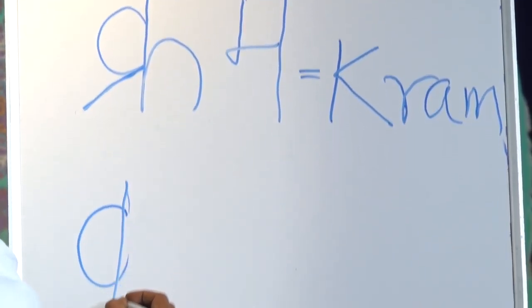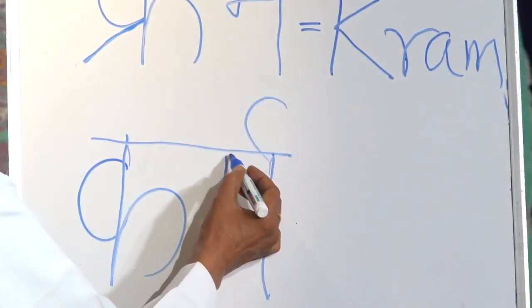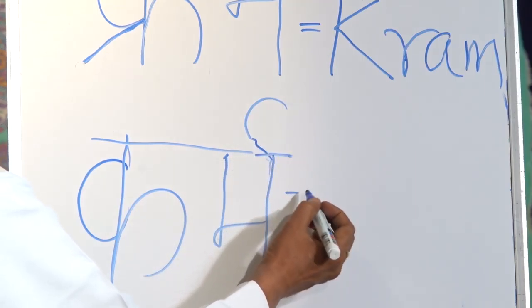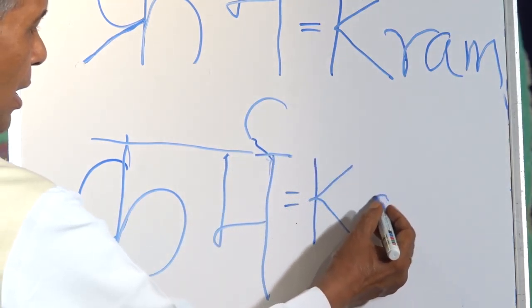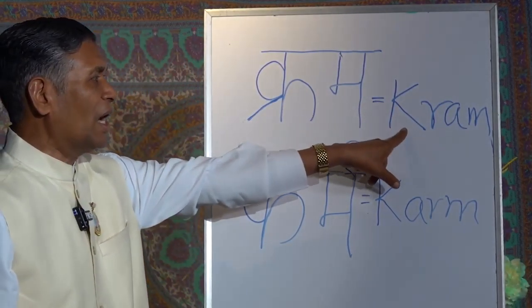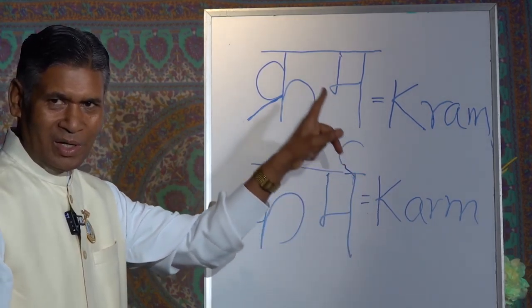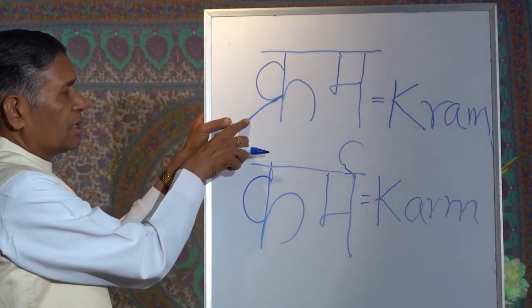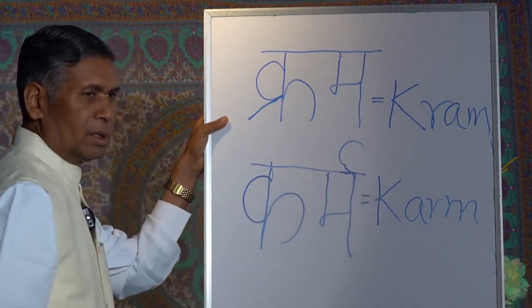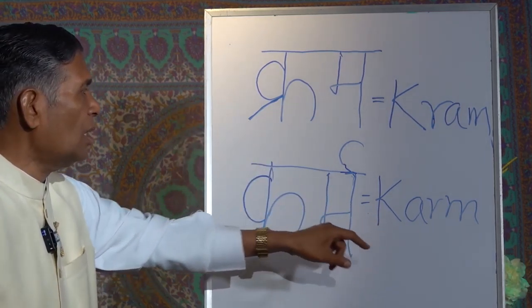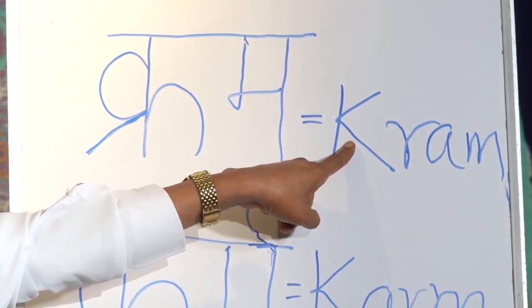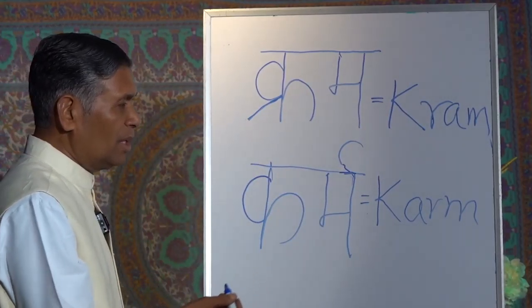But if it is coming slowly, half ra, like slowly, so now it will be karm. Okay, this is kram, this is karm. Is there a difference? Because ra is coming just after the letter, it is kram, but slowly, it is karm. Karm means action, and kram is a Hindi word. Kram means serial. So kram, karm.